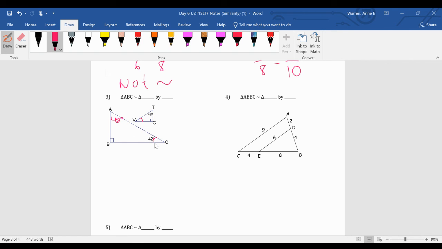So in this case, ABC is similar to the other triangle. A, 48 degrees, corresponds with T. B, the right angle, corresponds with G. And C, the 42-degree angle, corresponds with V. So triangle ABC is similar to triangle TGV by angle.